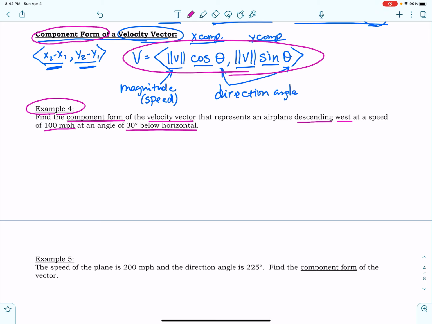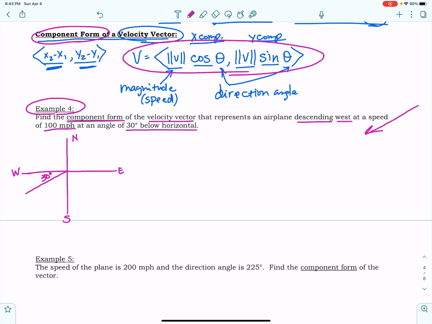All right, so let's consider this. North, east, west, south. If the airplane is descending west, that means it's coming down this way. West at a speed of 100 miles per hour and at an angle of 30 degrees below the horizon. So west 30 degrees below the horizon. That is what that would look like.